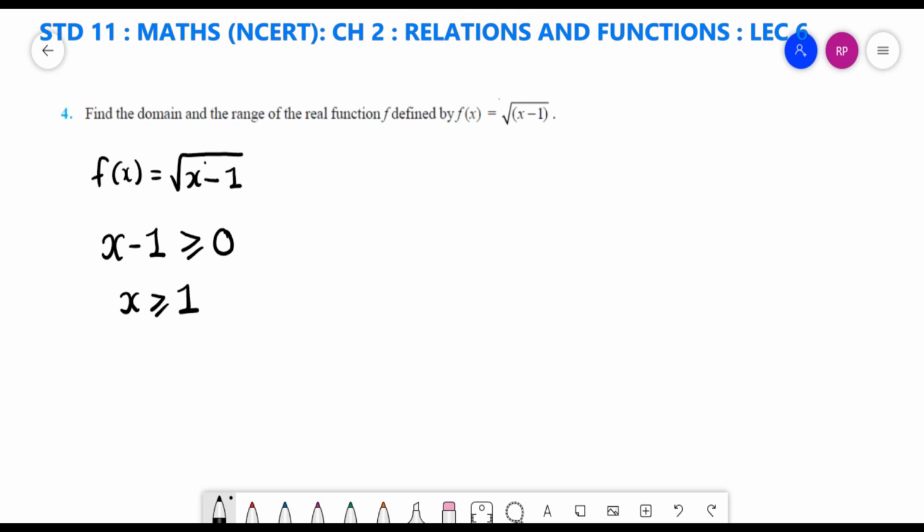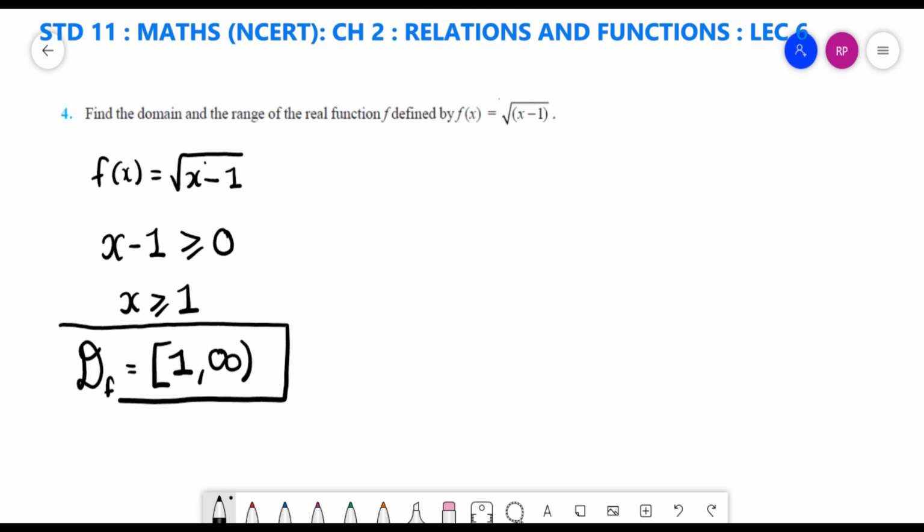Right? So we can take any value of x which is greater than or equal to 1. So the domain of the function is, we will take the starting value as 1. We can take 1, so closed bracket. We can take any number greater than 1, so up to infinity. And for infinity, we will always use open bracket. So this is the domain of the function. Now for the range.